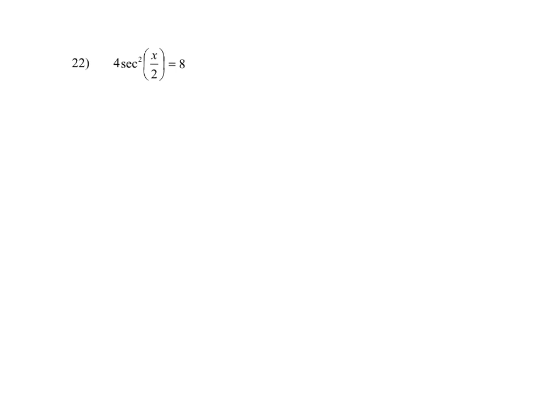22. 4 secant squared of x over 2 equals 8. Solutions are between 0 and 2 pi inclusive. Our angle is represented by x over 2. Multiply all of this by 1/2. X over 2 is between 0 and pi inclusive. When it's time to list angles, go halfway around the unit circle.